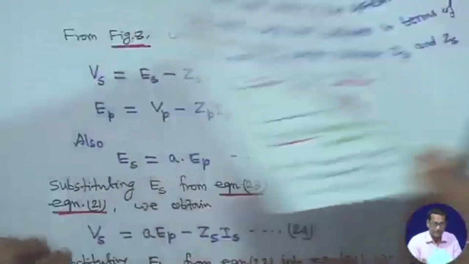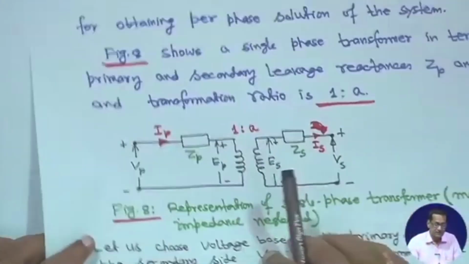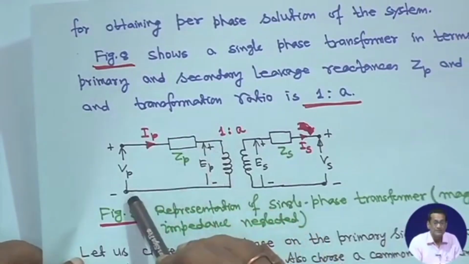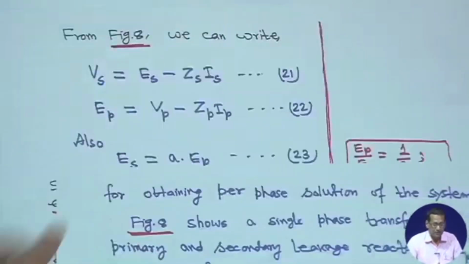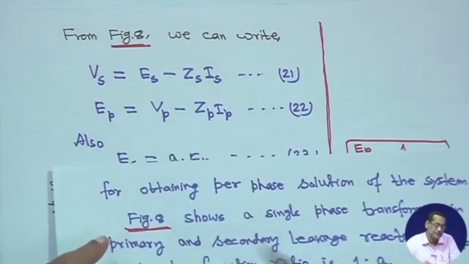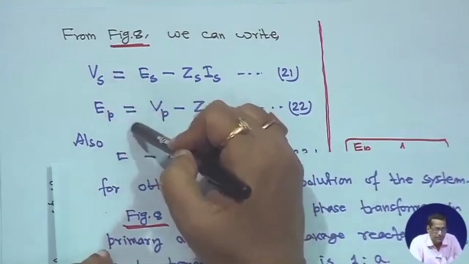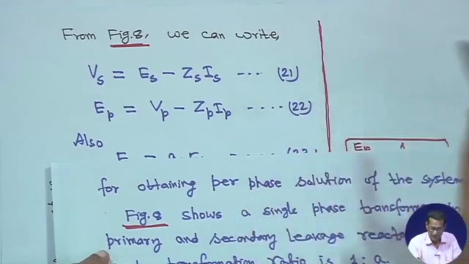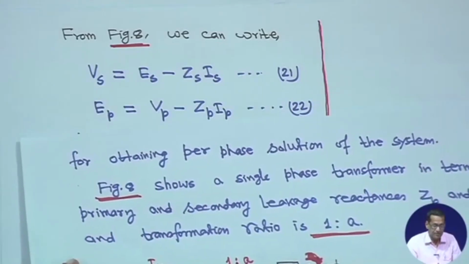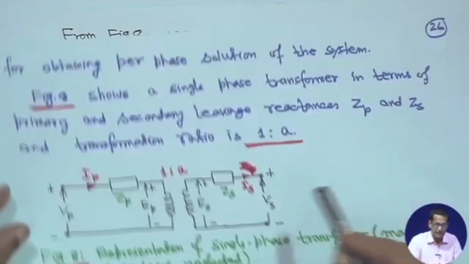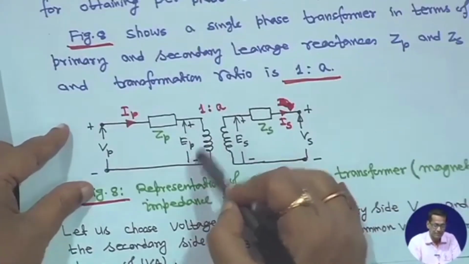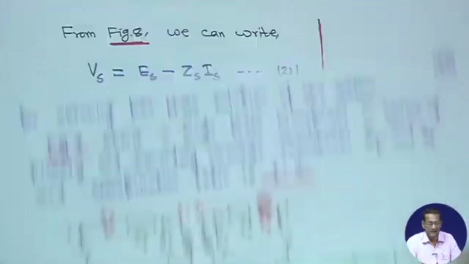Similarly, for the primary side, Ip into Zp plus Ep minus Vp is equal to 0. Therefore, Ep is equal to Vp minus Zp into Ip, this is equation 22. So, these two voltage equations are written for the secondary side and the primary side. One thing you should see is that here we are writing the terminal voltage, and on the primary side we are writing the voltage across the winding, Ep.